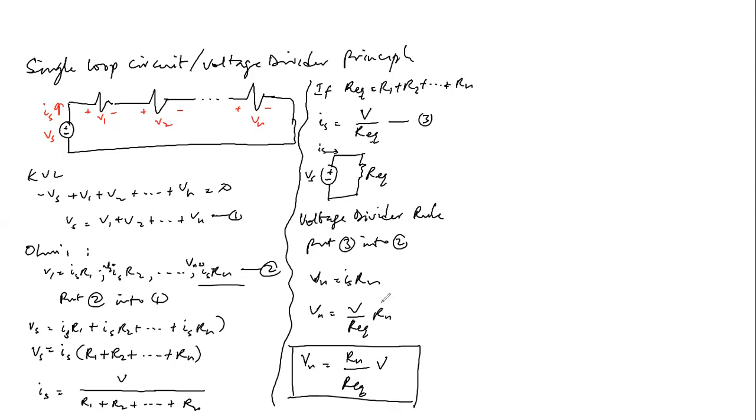Okay. So in this case, the V we are dealing with is Vs, right? So this is the voltage divider rule. Okay, so let us look at one simple circuit where we could use this rule.